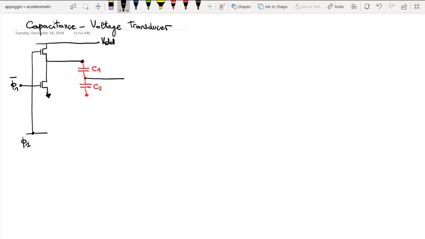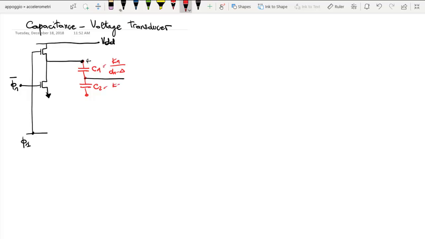So when Phi1 is high, the top switch is on, and therefore the top node of C1 is connected to VDD. When Phi1 is low, then the bottom switch is on and the top switch is off. So this node of C1 is connected to ground. And we do this. This is proportional to 1 over D1 minus delta. Let me use this expression that I just used before.